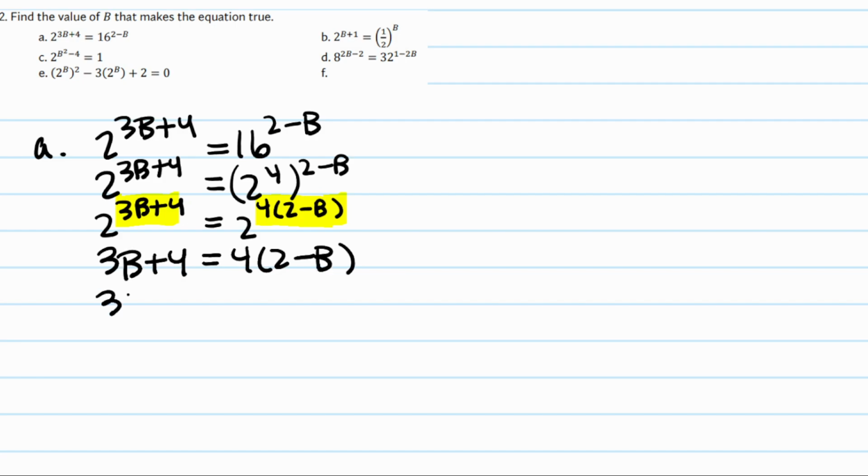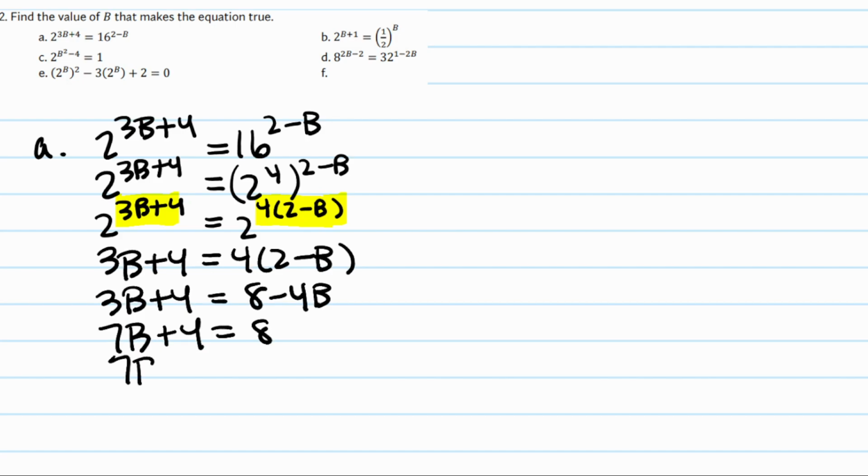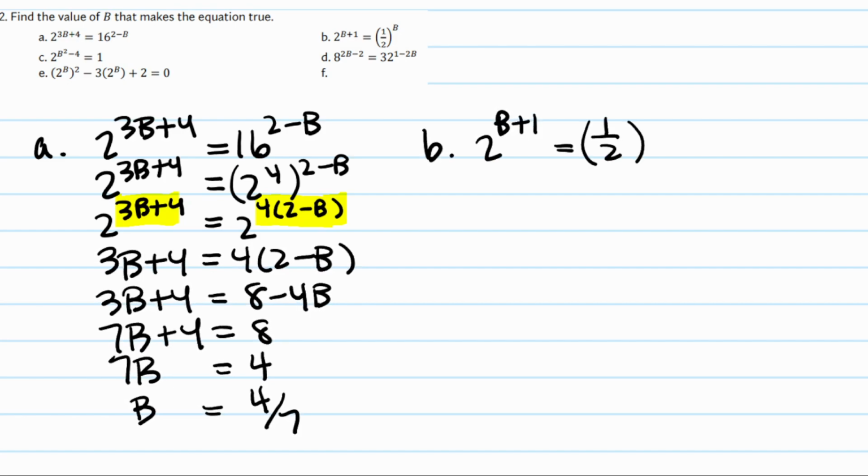I'll distribute. Maybe I'll add 4b to both sides. Subtract 4, divide by 7, and get b is 4 divided by 7. I'll just kind of move off to the side and work b, and then I'll just start clearing stuff off after that. All right, 2 to the b plus 1 equals 1/2 to the b.